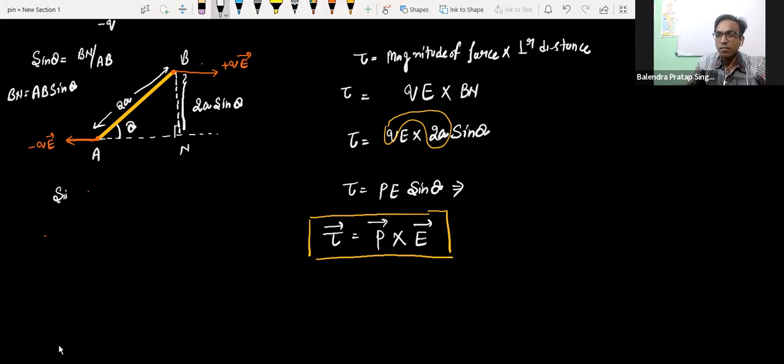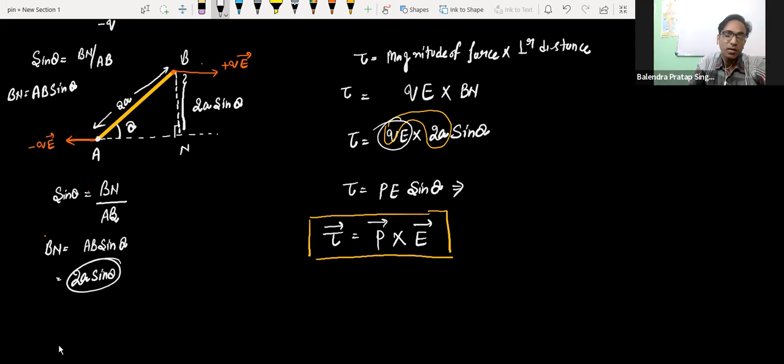Sine theta is equal to this perpendicular distance, that is BN, divided by the hypotenuse, that is AB. So from here we can easily find BN, which is the perpendicular distance, and BN is equal to AB sine theta. AB is 2a, so the perpendicular distance is 2a sine theta, and multiplied by one of the forces, that is qE, you get the torque, that is PE sine theta. And you replace this PE sine theta by the cross product of two vectors, that is P cross E. In this way we can find the torque.